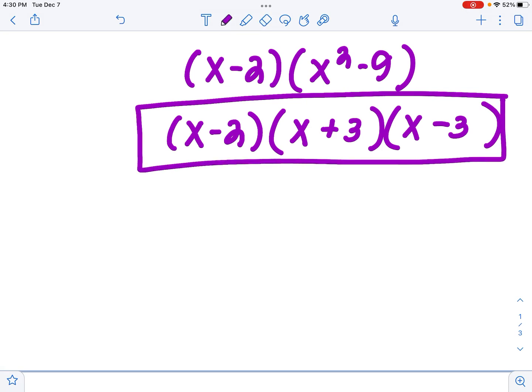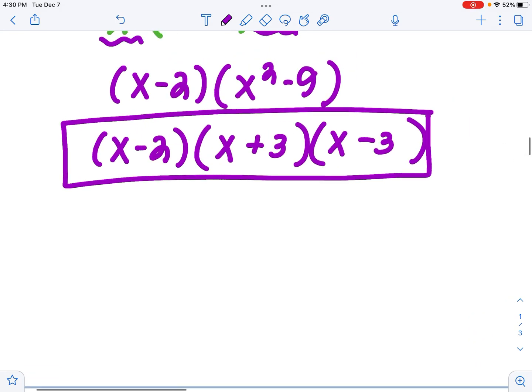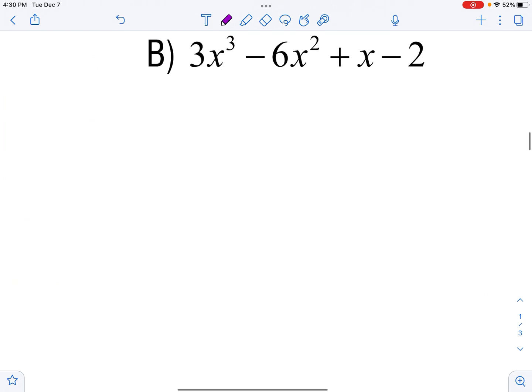Now I want you to realize that if this was a plus 9, you'd be done, because x squared plus 9 is not factorable. If this was an x squared minus 8, x squared minus 8 isn't a difference of squares either. So it would not be any more factorable. But the fact that it was an x squared minus 9, it was still factorable.